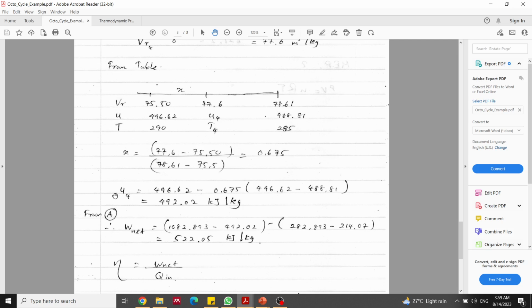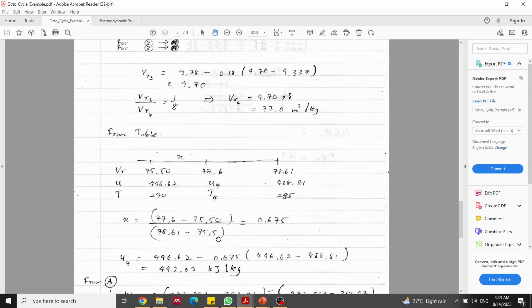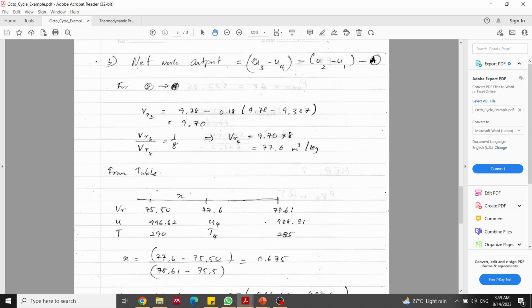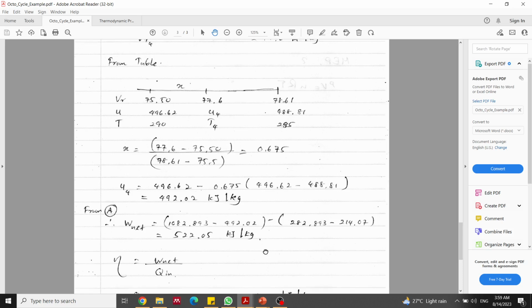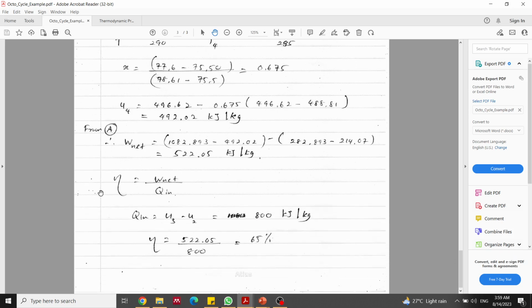Since we know all the u values, u1, 2, 3 and 4, we can apply them to equation A. So this is equation A. Then we can calculate the net work output, right? The net work output came as 522.05 kilojoules per kilogram. Then what is left is the eta value.